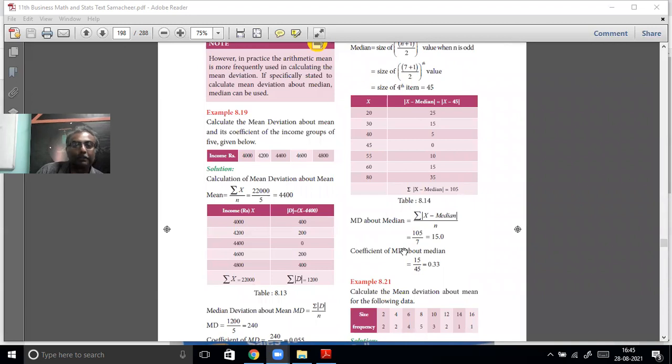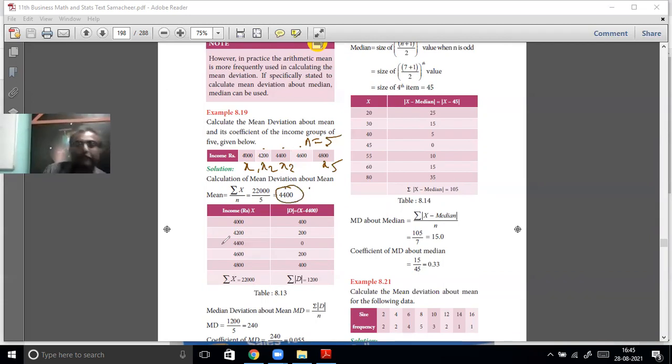இந்த example மாத்திரம் பார்த்துடலாம்பா. Calculate the mean deviation about mean and its coefficient of the income groups of 5. இது வந்து point data, 1 2 3 4 5, n is equal to 5. Each x1 x2 x3 x5. Very simple. You add up all this, you get 22,000, divided by 5, 4,400.